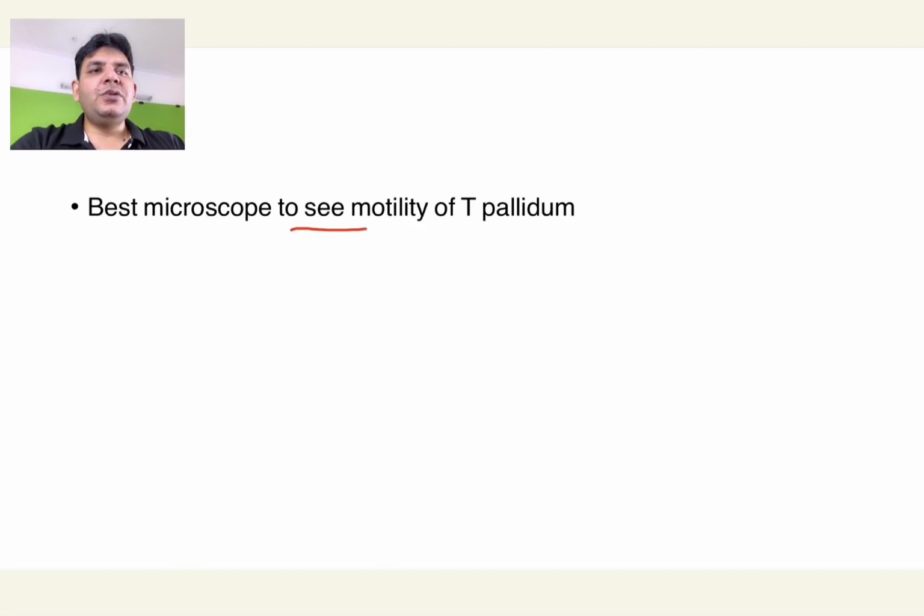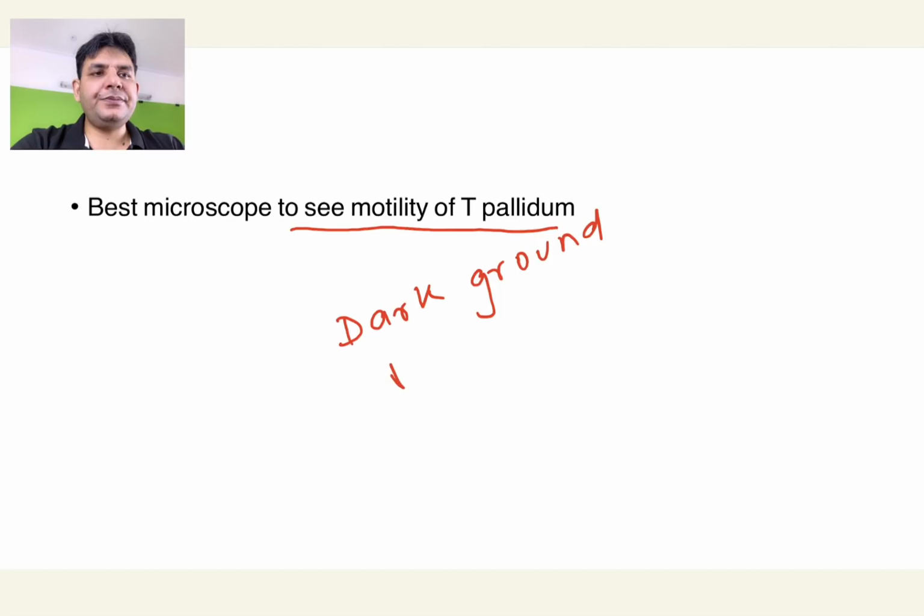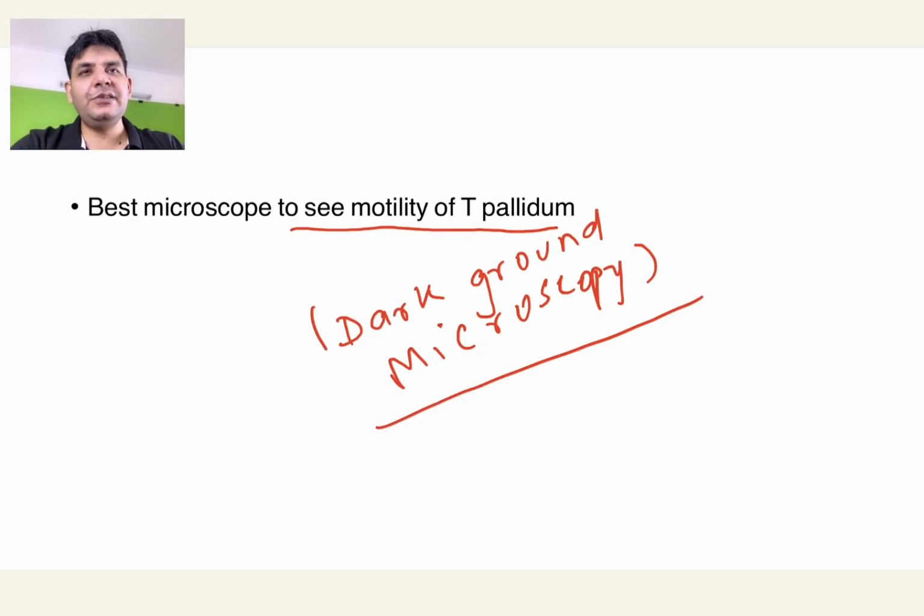The best microscope to see the motility of Treponema pallidum. This is discussed a number of times. That is the dark ground microscopy. Okay, dark ground microscopy. And can you tell me which type of light is used in this? Reflected light or transmitted light? Guys, we use reflected light in this particular one, because of that only the background turns dark, and this is especially used for spiral fluids. Favorite question, again it has come.